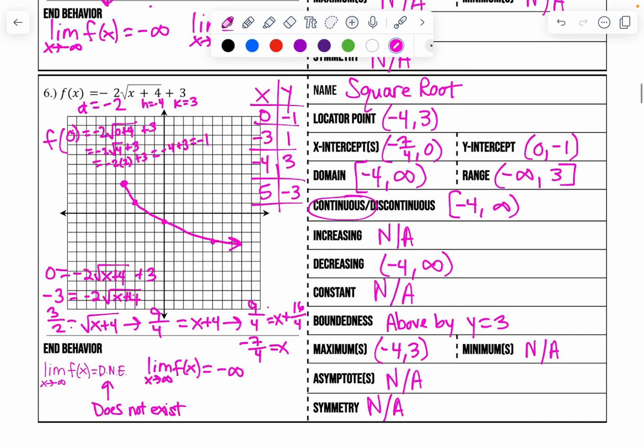All right, hopefully you're feeling pretty good about function investigations. Go back and try problems 1, 2, and 3.